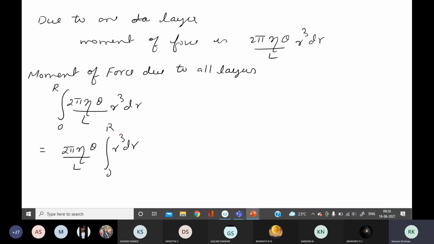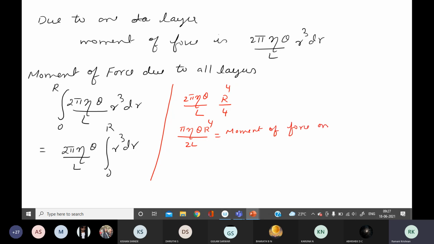See, theta is the angle at which the body got twisted at the lower end. That is coming into the picture, not phi. Now what will I get? You know the integration, so r power 4 by 4. I get pi eta theta R power 4 by 2L as the moment of force acting on the cylinder.